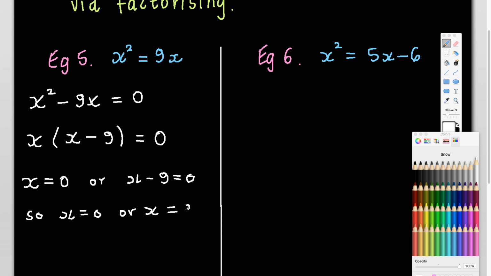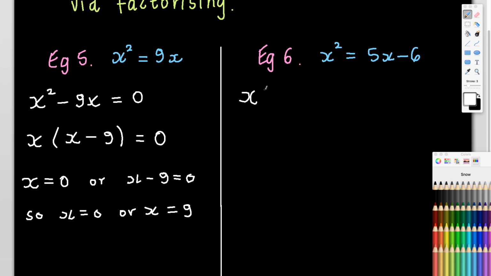This one over here, again, we want to make sure we've got everything on the left-hand side. So first I will subtract 5x from both sides, and in the same step I will add 6 to both sides. If you need to do that in an extra step, you might like to. So we've got everything on the left-hand side, it's equal to 0.